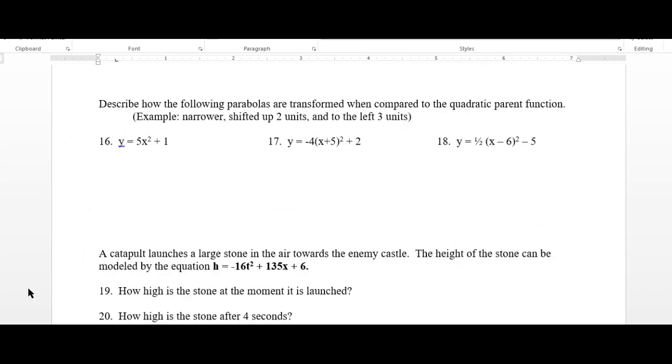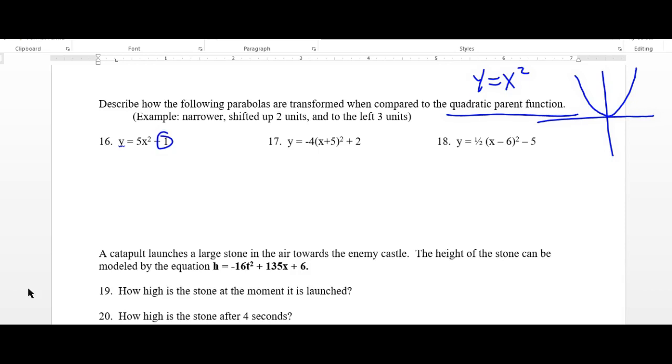All right, shifting parabolas. We have our quadratic parent function, which is y equals x squared, which we know looks like that right there. All the changes that we can make to that equation: shift it up, down, left, or right, or narrow or wide, or flip it upside down.